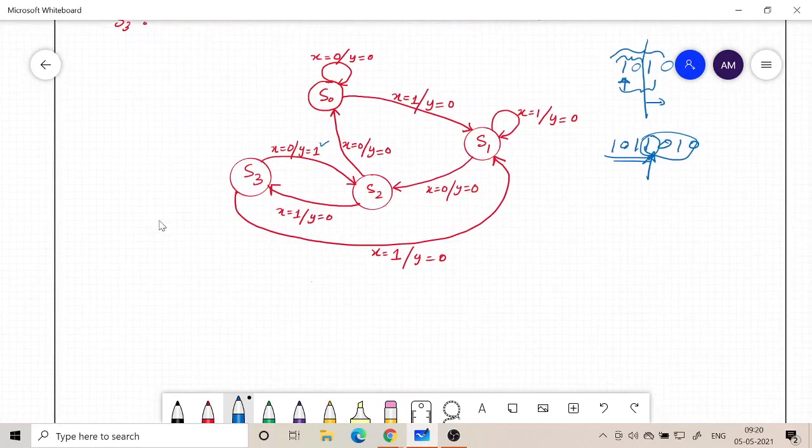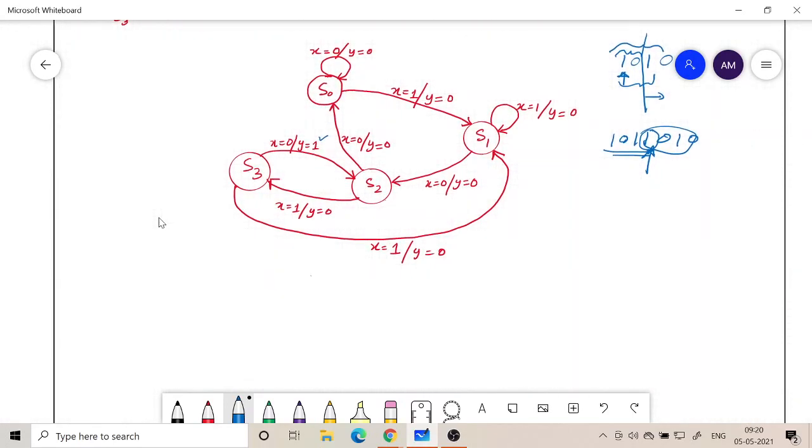Okay, so we have done the first step. We have drawn the state diagram for the Mealy machine. So if it is Mealy machine, this is how we draw the state diagram. And now let's go to step number 2. And now what is step number 2? Draw the state table.